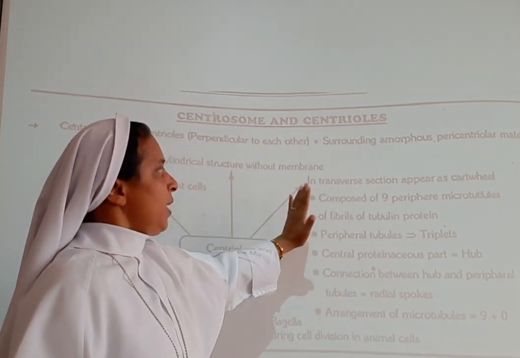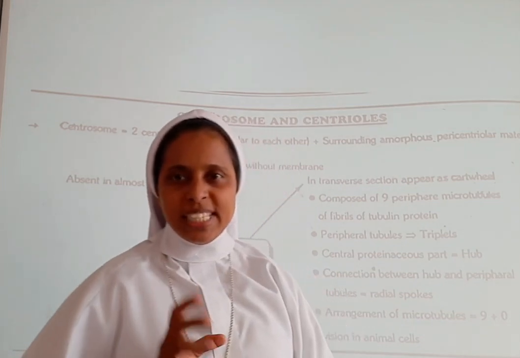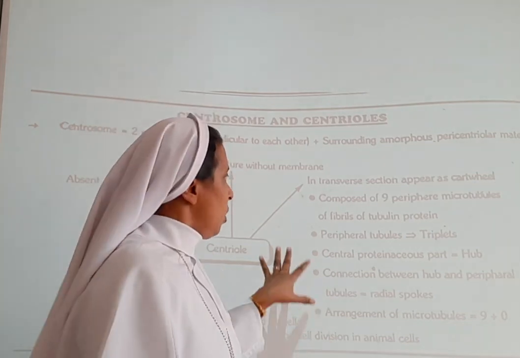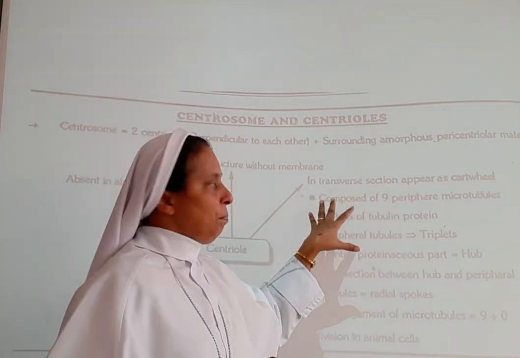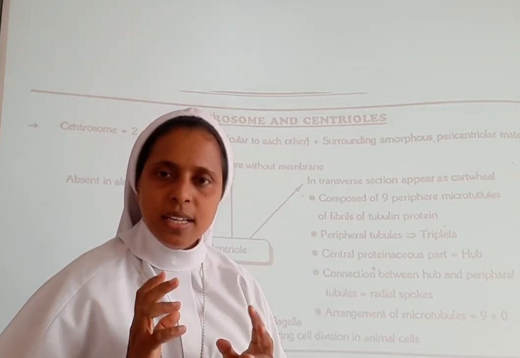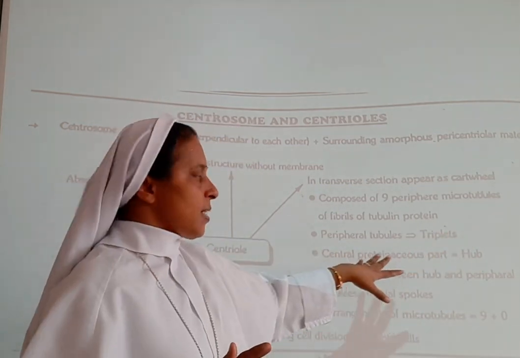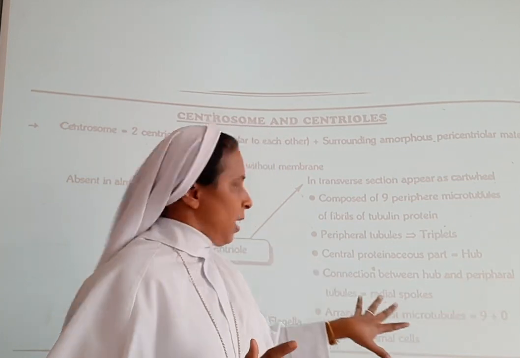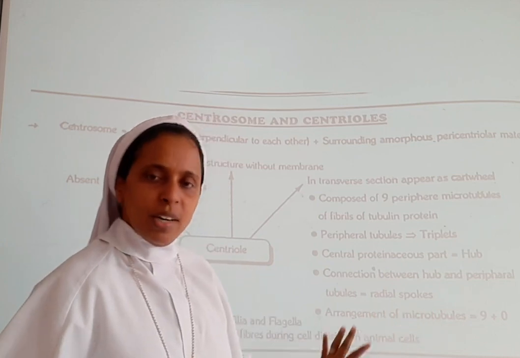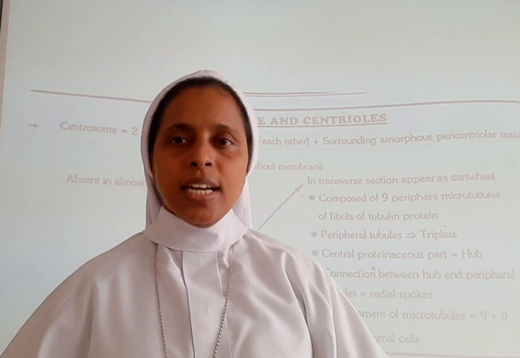Once again I will explain. In transverse section it appears like a cartwheel. What is cartwheel? चक्की की तरह घोड़े की गाड़ी जैसे वो चक्की की तरह appear हो जाते हैं. Then it is composed of 9 peripheral microtubules of fibrils as well as tubulin proteins. Peripheral tubules are triplets. The central proteinaceous part is termed as hub, and the connection between the hub and the peripheral tubules is termed as radial spokes. And what is the arrangement of the microtubules? That is 9+0.